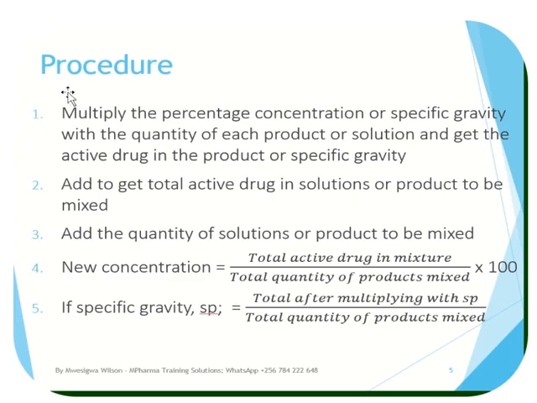So this procedure is important and understandable. One, you multiply the percentage concentration or specific gravity with the quantity of each, to get the active in each product. You do it for 2 or more products. You add to get the total active in the solutions or products to be mixed. You add the quantities of the solutions which are supposed to be mixed, and then you follow up with these 2 equations.